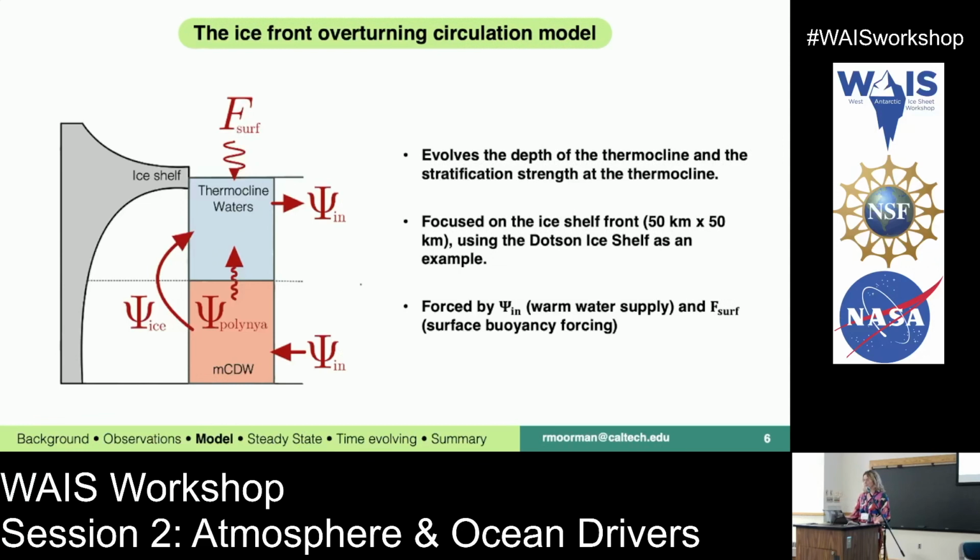So that's the basic premise. The model is then forced by two parameters. The psi-in term, so the amount of warm water coming to the ice shelf, is an externally forced parameter. And the other externally forced parameter is the surface buoyancy forcing, so this F-surf term here. So we change those around to see how the thermocline depth can vary in response to those two nicely, cleanly separated forcings.